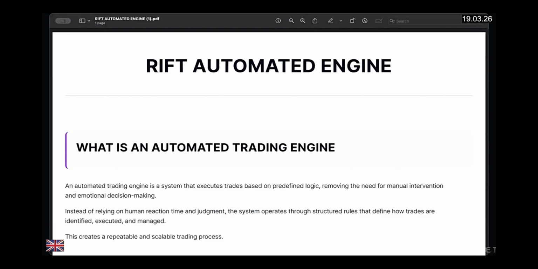Okay, you all can see my screen. Automated trading engine it is, right? Yes. Perfect.